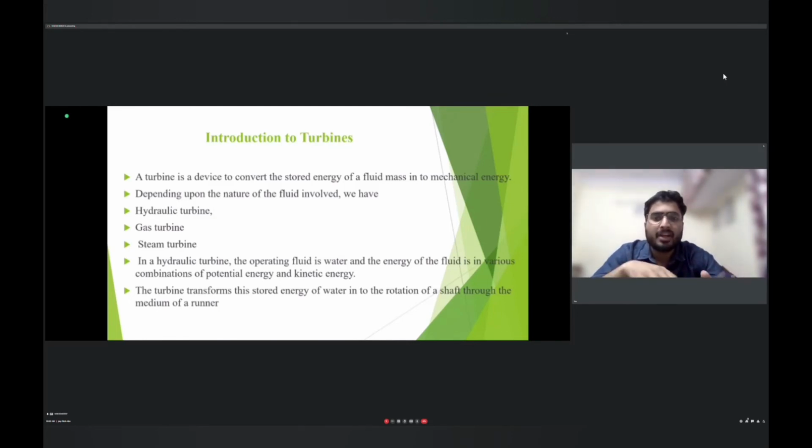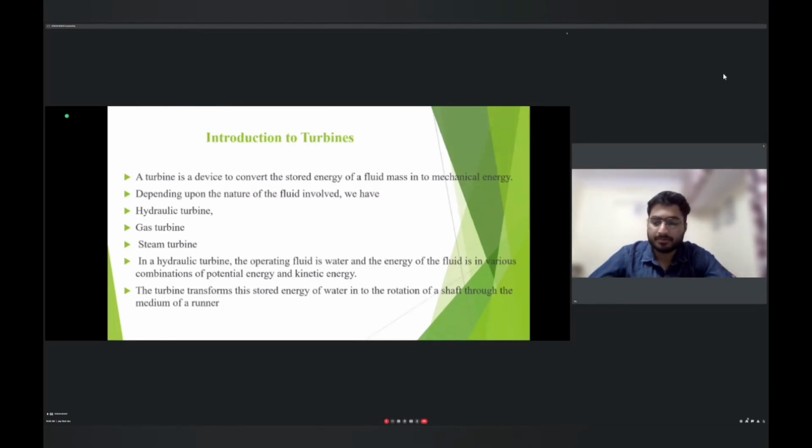So depending upon the nature of fluid involved, we have different turbines like hydraulic turbine, gas turbine and steam turbine. In a hydraulic turbine, the operating fluid is water and the energy of the fluid is a various combination of potential energy and kinetic energy. The turbine transforms this stored energy of water into rotation of a shaft through the medium of runner.